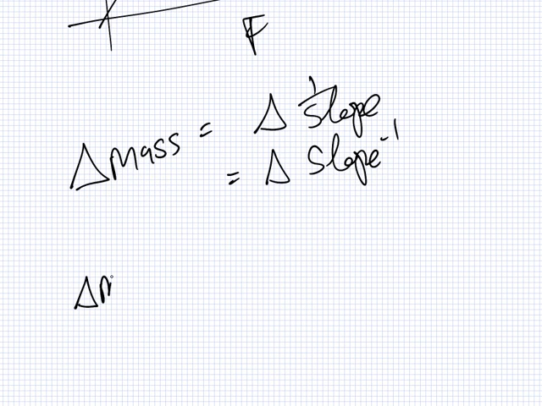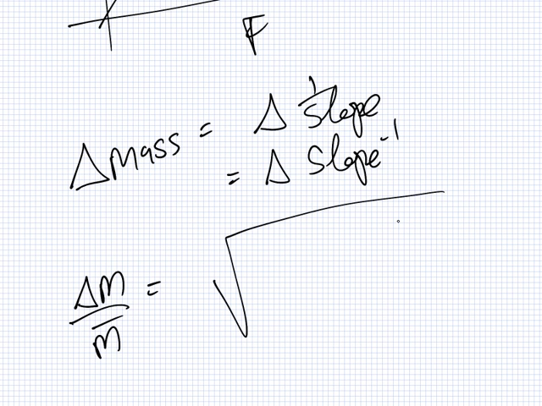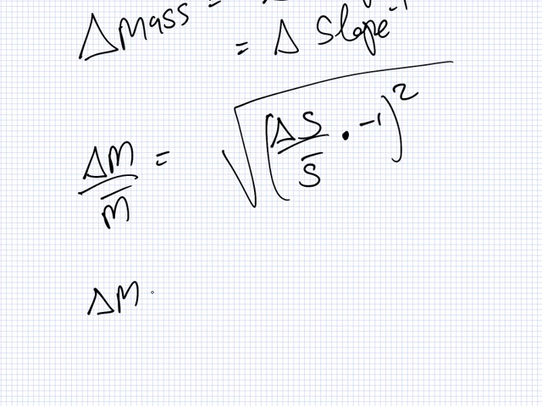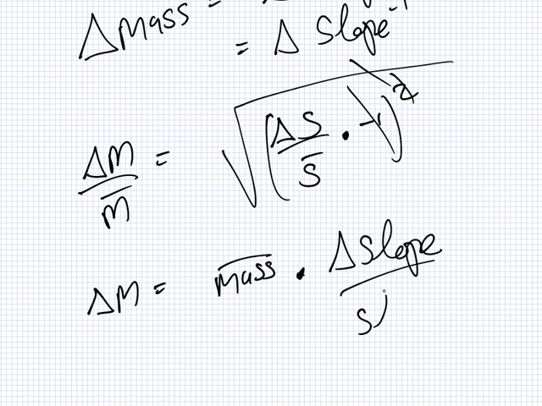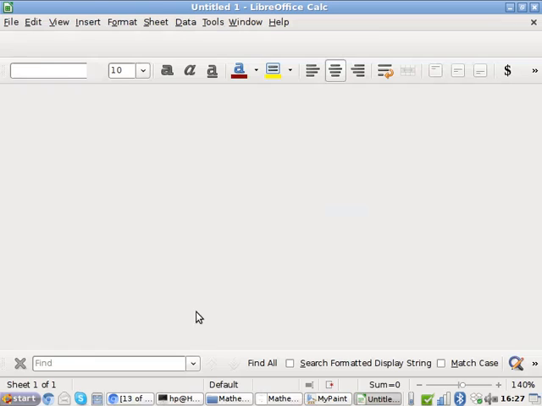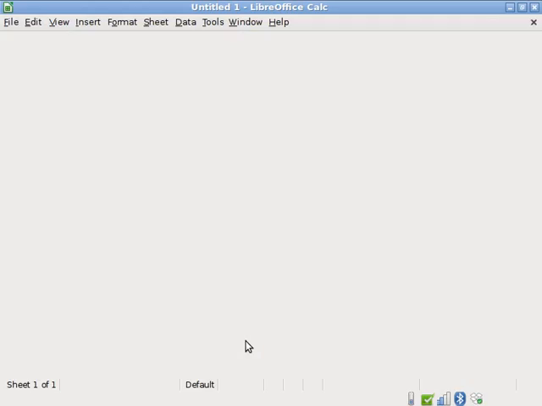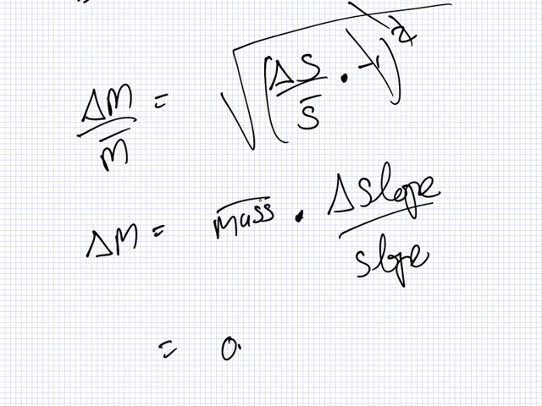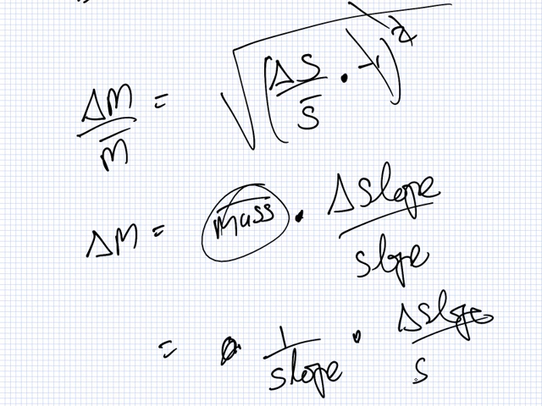So we can use our formula: the uncertainty in the mass over the average for the mass is the square root of the uncertainty in the slope over the average of the slope, each to the power, squared. You did this formula in chemistry as well, I think. So the uncertainty in the mass is the mass, and this cancels out, so you're just left with times the uncertainty in the slope over the slope. So in this example here, that's 1 over the slope times the uncertainty in the slope over the slope.